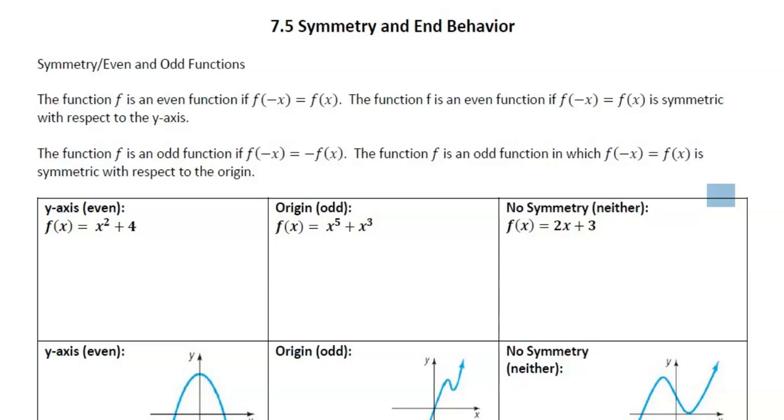The function f is an odd function if f of negative x is equal to the negative of f of x. So I put in a value, let's say f of 2, and then I get a value, let's say 3, and I make that negative 3. That would be the same thing as if I put in f of negative 2, I would also get negative 3.